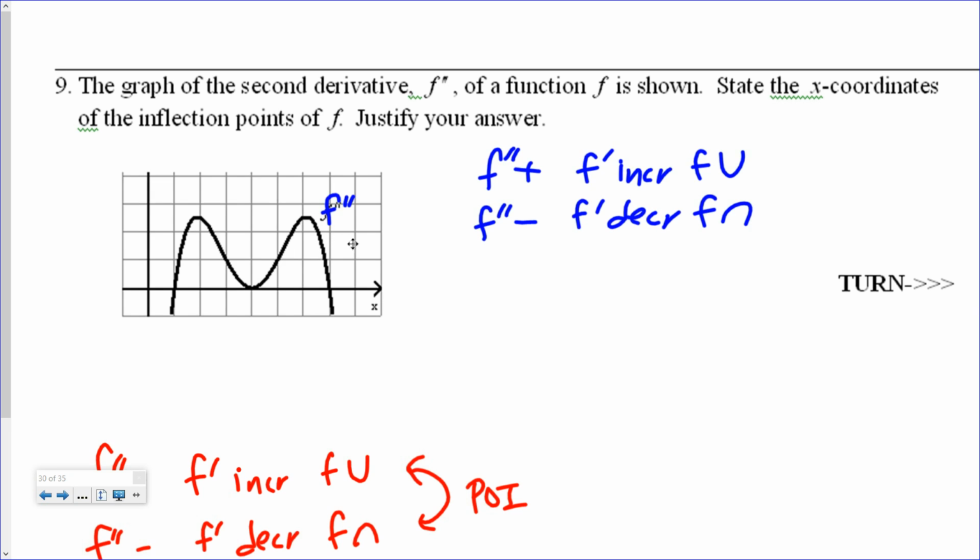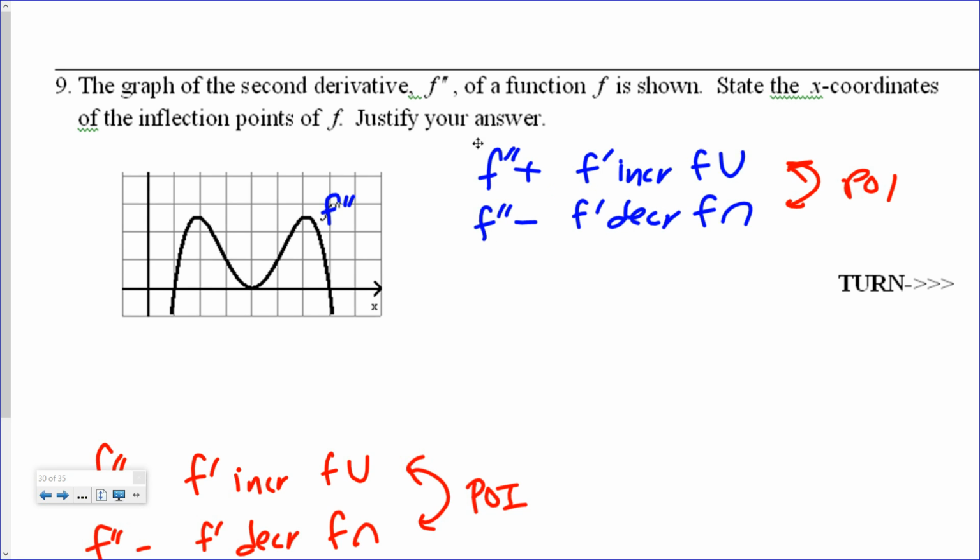When does the POI happen? You're trying to figure out the POI. It happens when you change between this row and this row. And remember, everything on this row is synonymous. They're synonyms with each other. So if you tell me F is concave down, then you're also telling me that F prime is decreasing. Does that make sense?